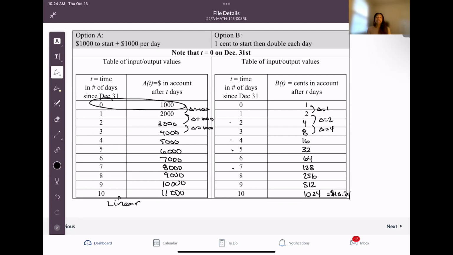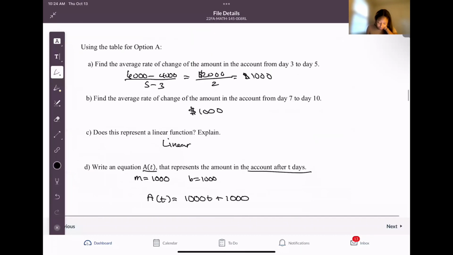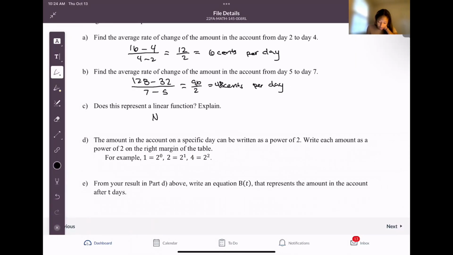One of the main things that we harped on in chapter 1 was that if the average rate of change is constant, we have a linear function. But if the average rate of change is not constant, it's not linear. So table B does not represent a linear function. So no, because the rate of change is not constant. But what we do have there is an exponential function. It turns out if we double the outputs over and over, then each of those outputs can be written as a power of 2. So that's what we're told in part D. We're asked to write each amount in the table as a power of 2.